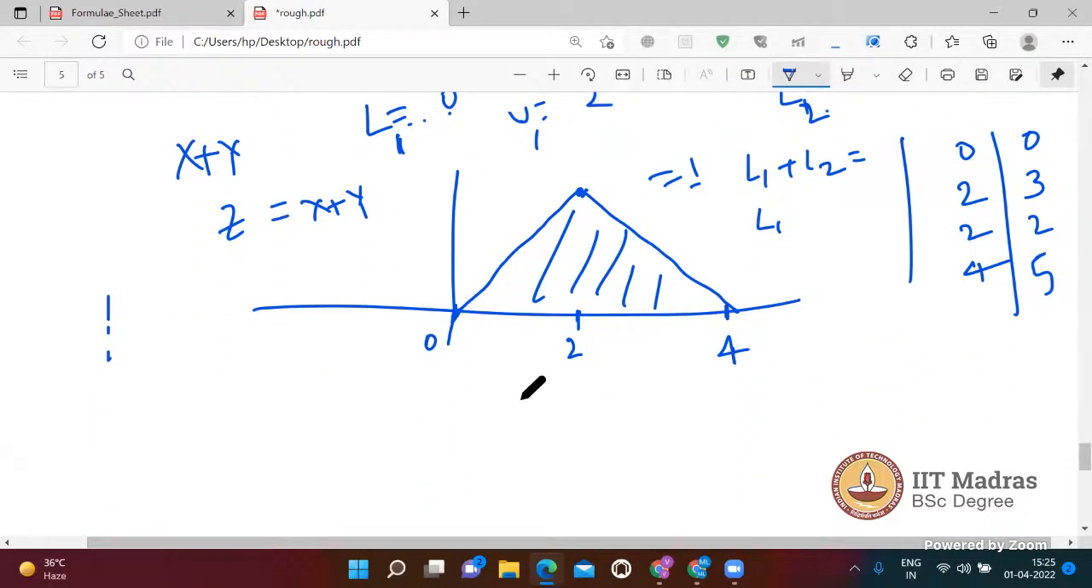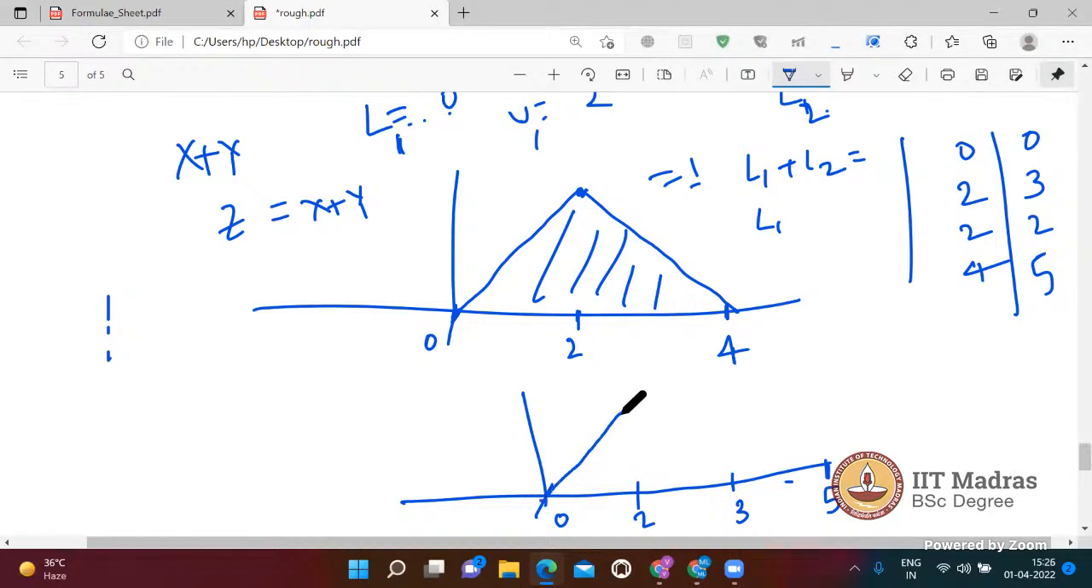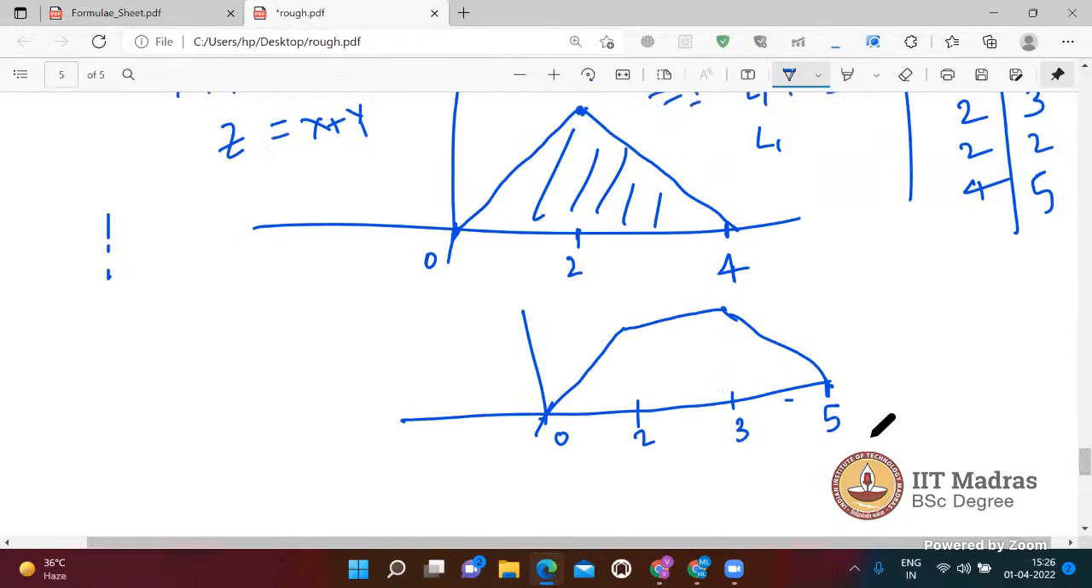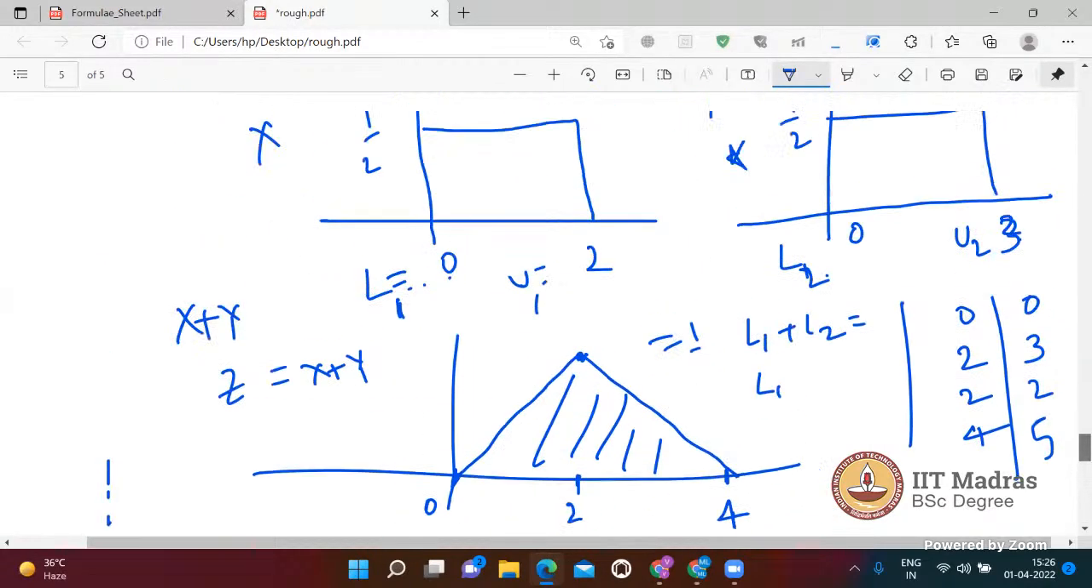So now I'm getting what? 4 values: 0, 2, 3, 5, right? So what? This will be a trapezium. From 2 to 3, this will be a constant. Okay. Right. And not more than this will be asked in the exam.